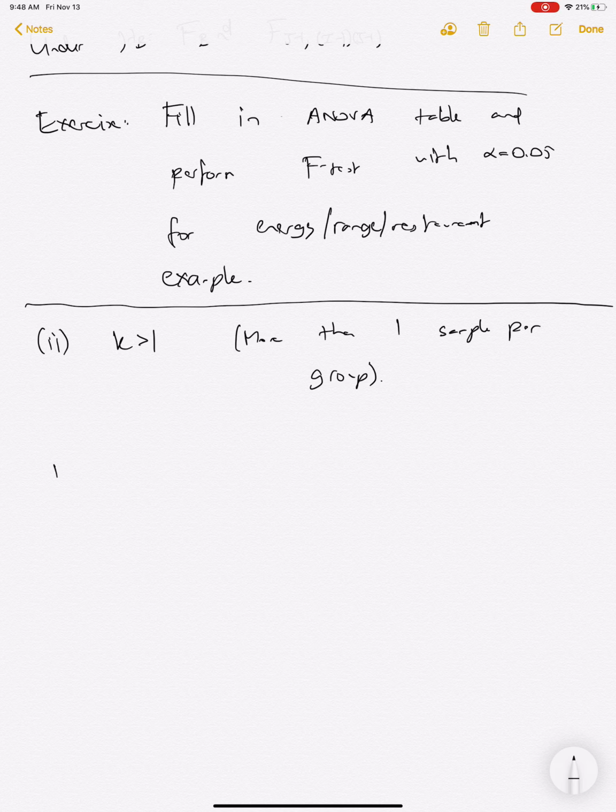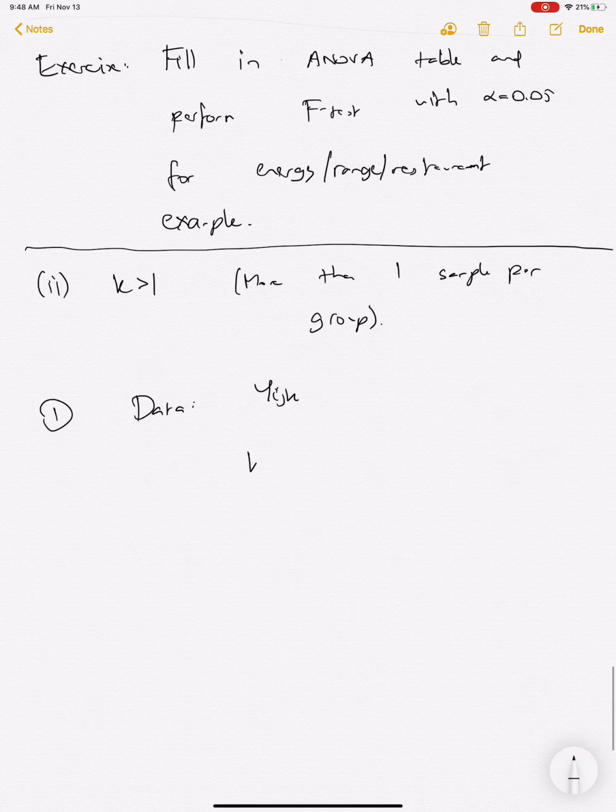So in that case, you now have the subscript k. So your data here is Y_ijk, where k is between 1 and K. So now you have that subscript. And obviously we have i between 1 and I, and j between 1 and J.